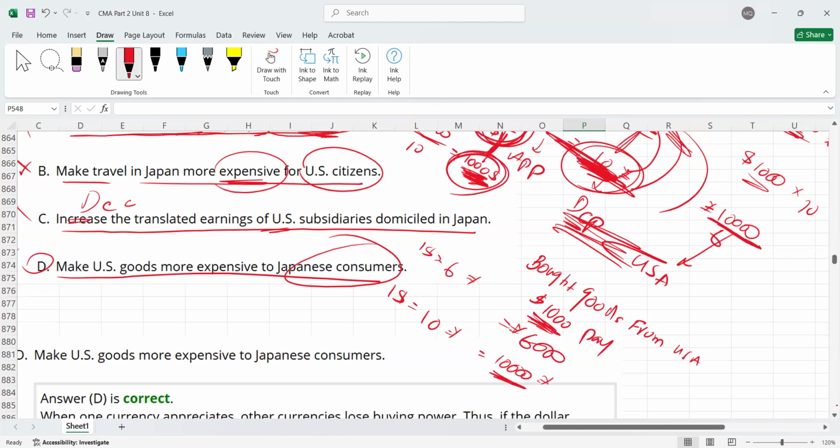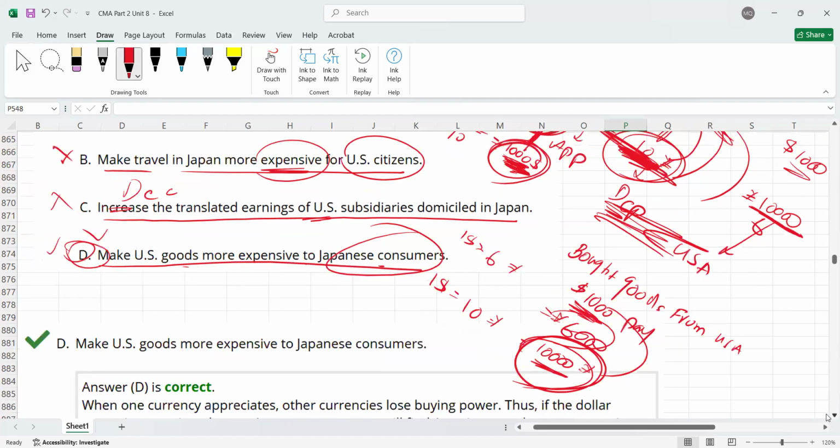So tell me, what will happen here? Yes, goods will become more expensive for you. Previously, it was costing you 6,000 yen. Now it will cost you 10,000 yen if you're a Japanese consumer. So yes, it makes US goods more expensive to Japanese consumers. Correct. Okay, guys.